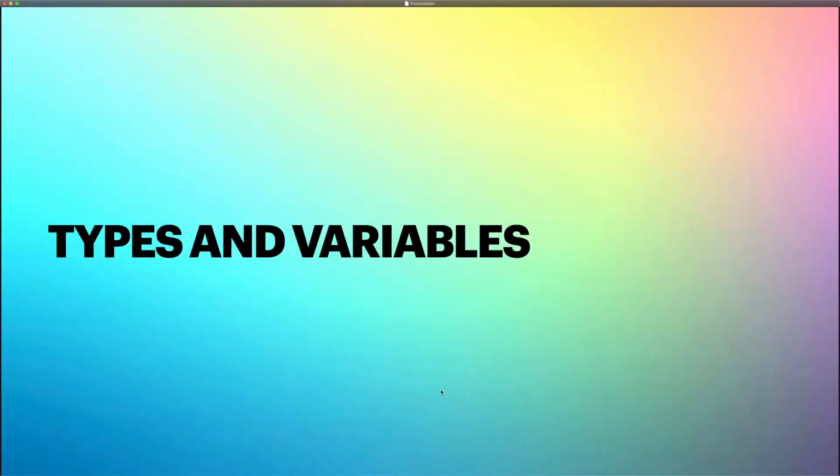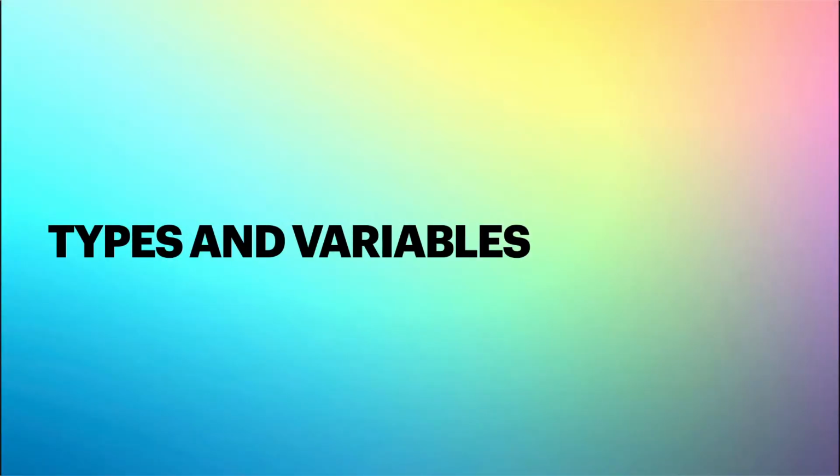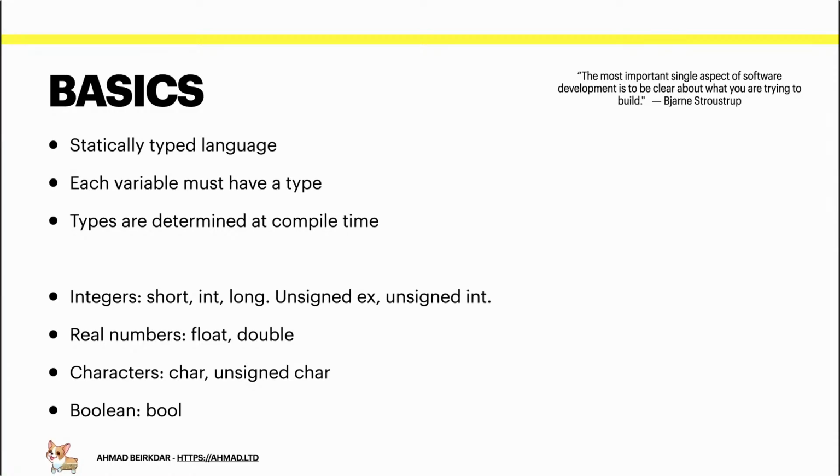But yeah, so let's start with some C++. So types and variables. So basics. C++ is a statically typed language. That means types are determined at compile time, not like Python, JavaScript, and everything.